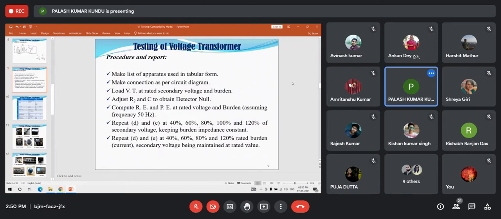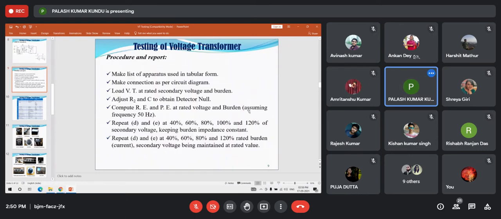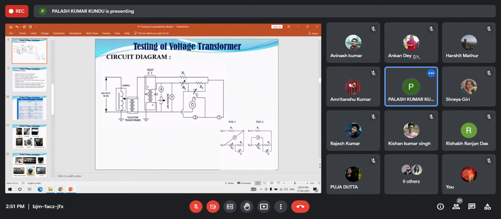Similarly, in the second condition, keeping the voltage at the rated value, we have to vary the burden impedance such that the secondary current varies to 40%, 60%, 80%, 120% of the rated burden current. And under this condition, in a similar manner, we have to adjust the R2 and the C so that we can compute the phase angle error and the ratio error.